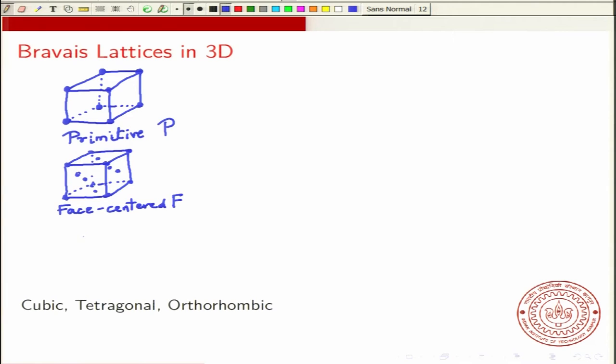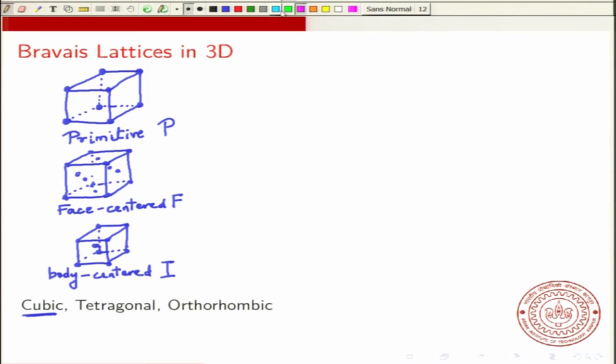You could also have a body centered cubic lattice. So, you have a cube and you have points at the corners of the cube and you have a point at the body center. And this is denoted by the symbol I. You use I for body centered because there is an inversion center in the crystal. So these are the types you can have in the cubic.